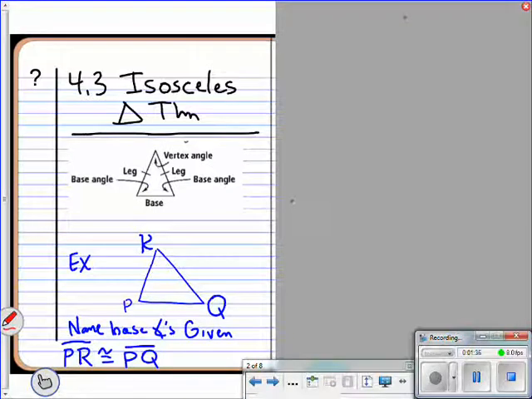So let's take a look at this figure. We're given PR is congruent to PQ, and I want you to name the base angles. So go ahead and put me on pause. You can copy this into your notes. Go ahead and mark the drawing with the congruent information. See if you can identify which angles are the base angles. Put me on pause.